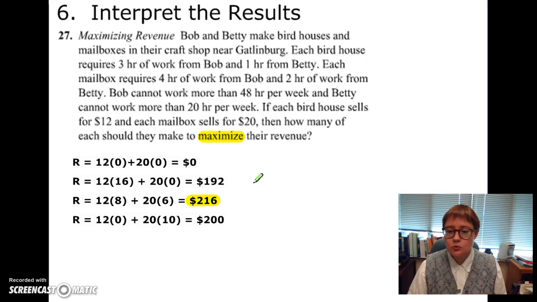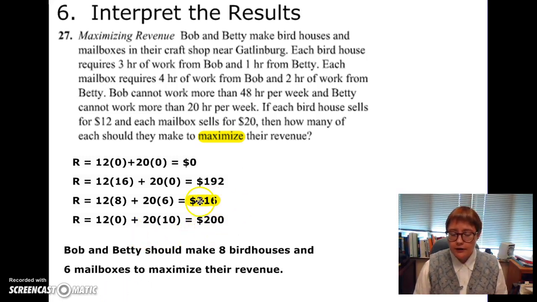Now, I have to actually answer the question that is asked. Sometimes these things ask for the maximum or minimum value of the objective, and sometimes they ask you for something different. So always go back and reread the sentence to make sure you know which question you're really answering. It says, if each birdhouse sells for $12 and each mailbox sells for $20, how many of each should they make to maximize their revenue? So the answer here isn't the $216. The answer is the number of birdhouses and the number of mailboxes that Bob and Betty should construct.